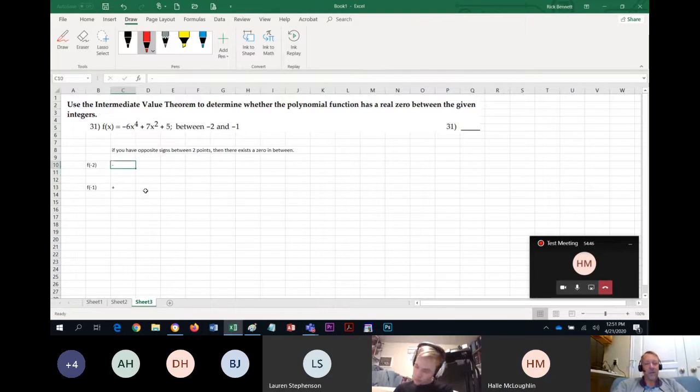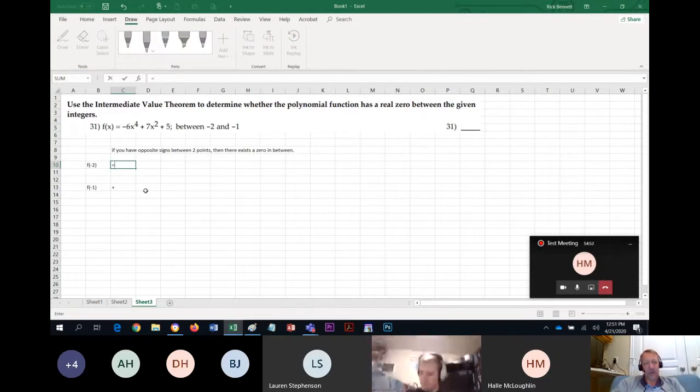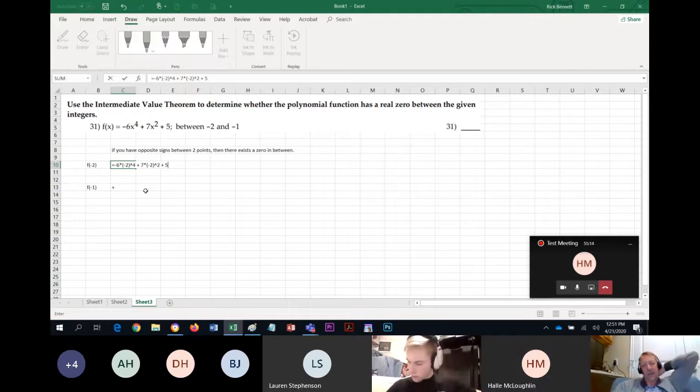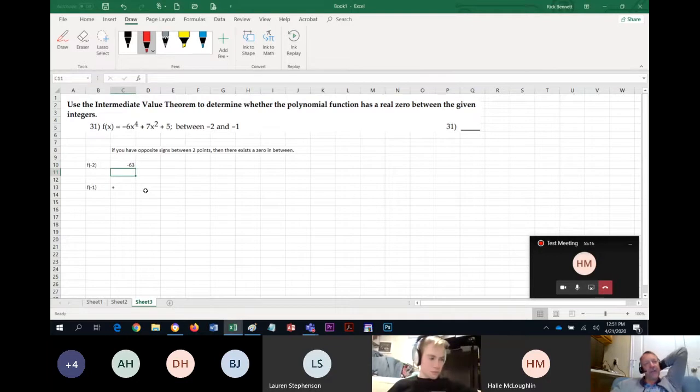So f of -2 is going to be -6 times -2 to the 4th power plus 7 times -2 squared plus 5. If I type that in my calculator, I get negative 63, okay? So if f of negative 1 is positive, then I know there's a 0. And if it's negative, then I don't know, okay?